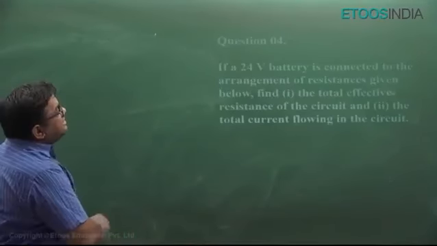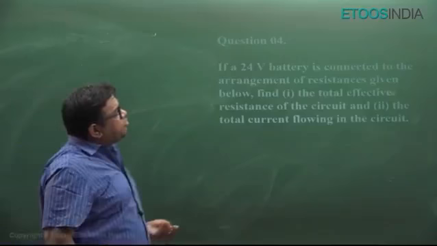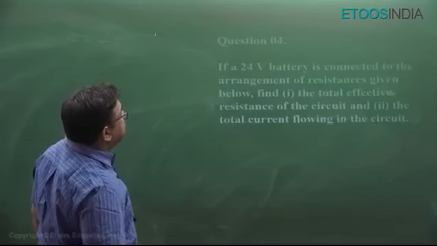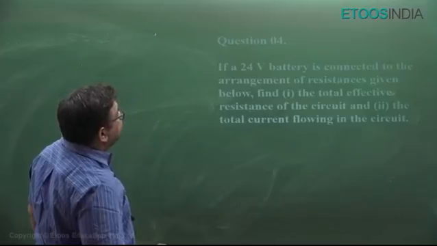It says that a 24 volt battery is connected to the elements of resistance given below. Find the total effective resistance and the total current flowing through the circuit.